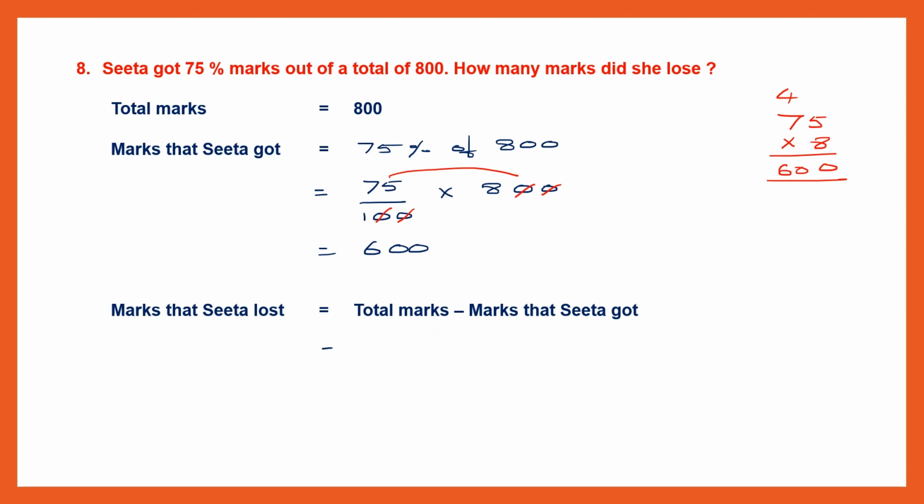So what are the total marks? The total marks were 800 and the marks that Sita got we found out to be 600. 800 minus 600 is 200. So the marks that Sita lost is 200.